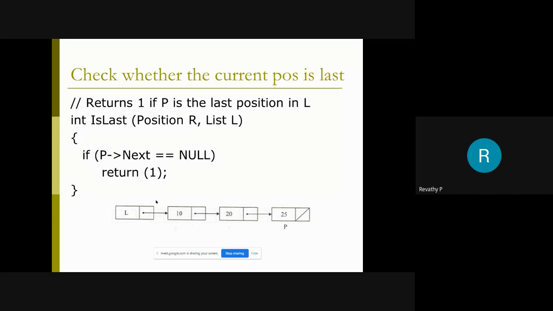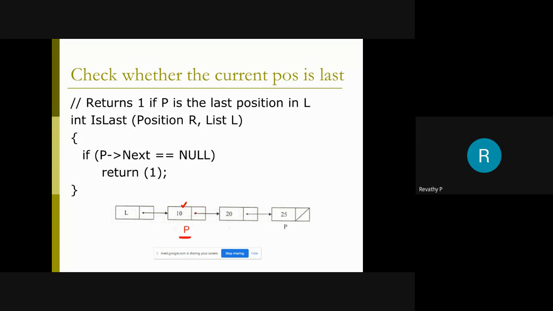The next function is to check whether the current position in a list is the last node. Suppose this node is what we are referring to with the name P. To check whether this P is the last node in the list, how will I conclude? If P next, that is the address field of this P, is null, then I can say this P is the last node.